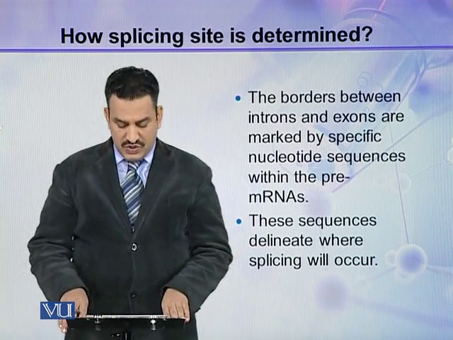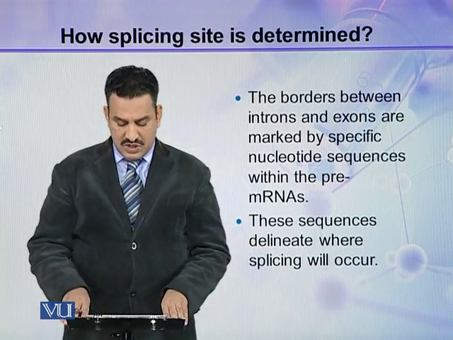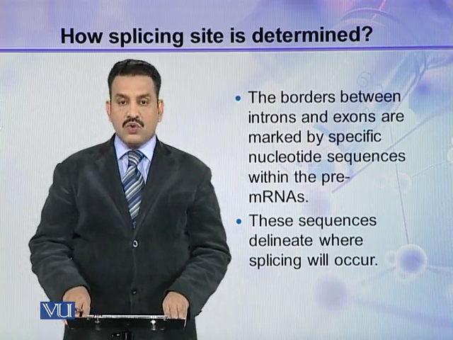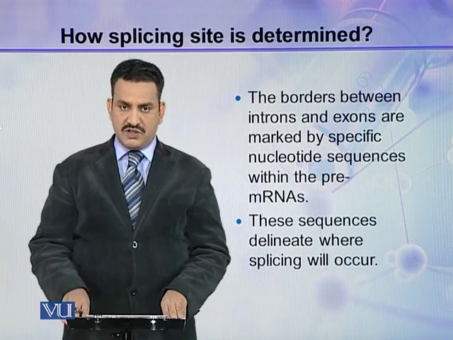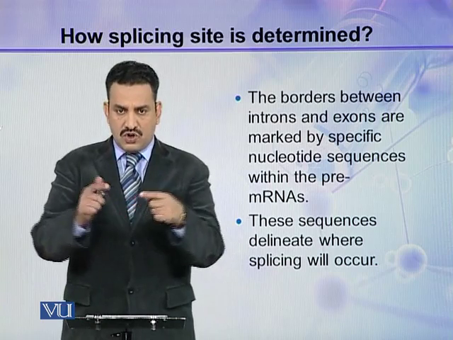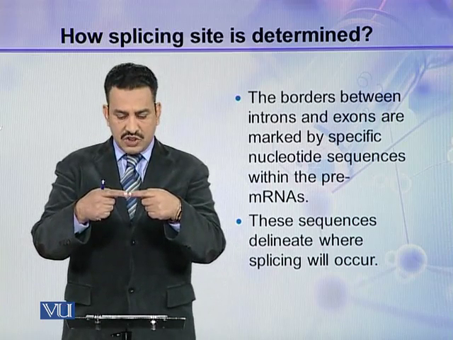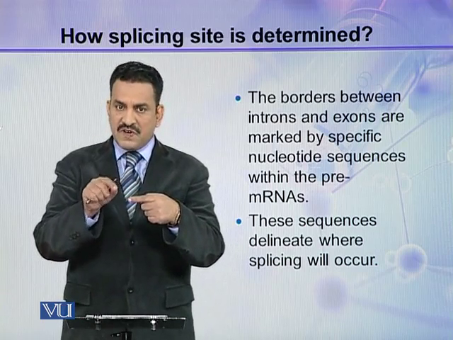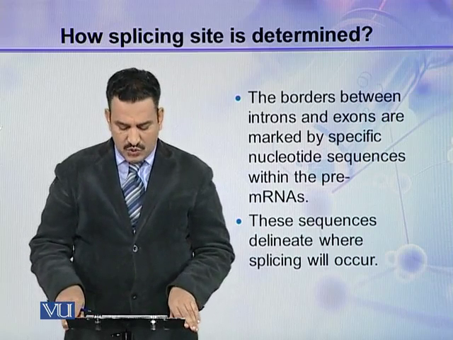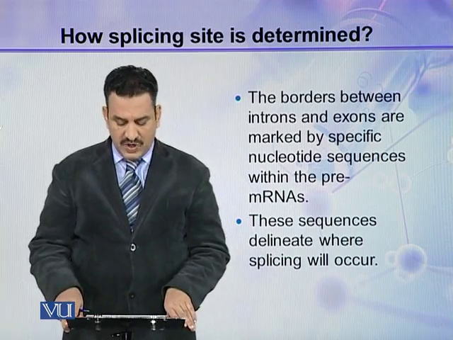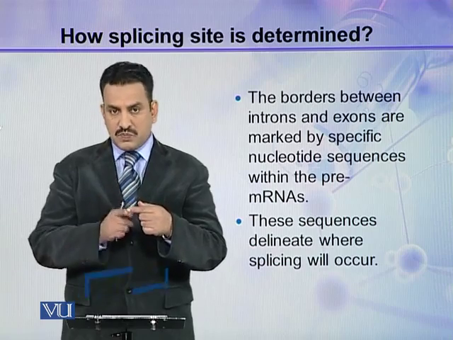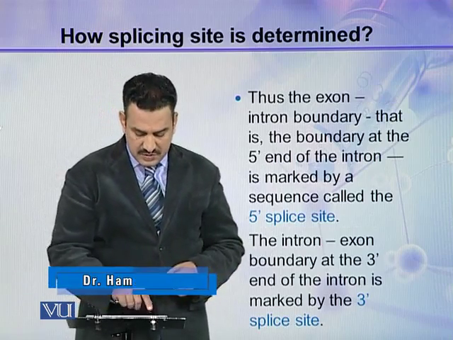The borders between introns and exons are marked by specific nucleotide sequences within the pre-mRNAs. So the border between exon and intron, here at this border, there are some specific sequences in the pre-mRNA. These sequences delineate where splicing will occur. So at these sequences, splicing will take place.